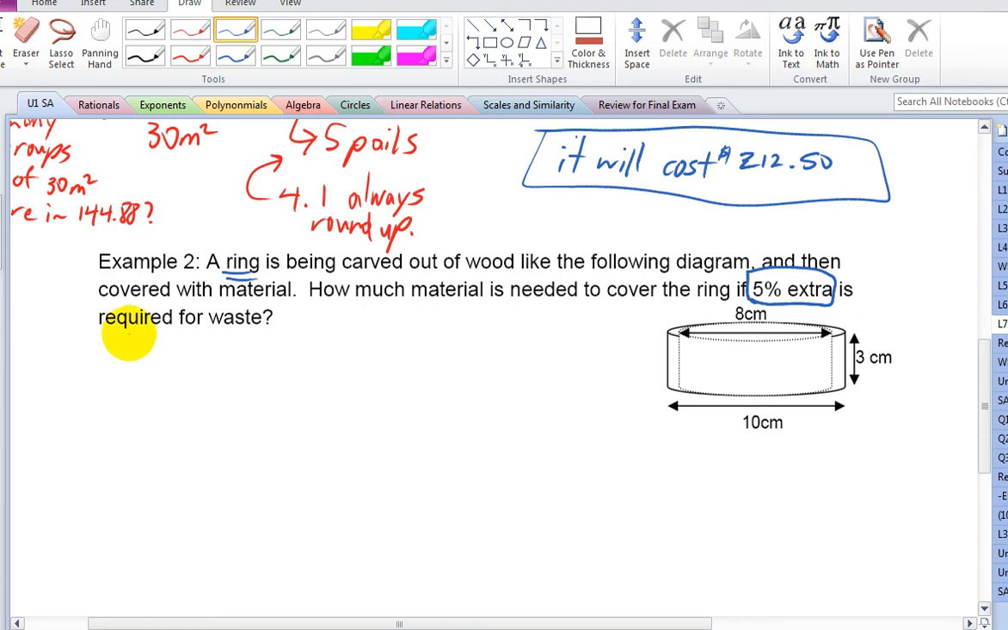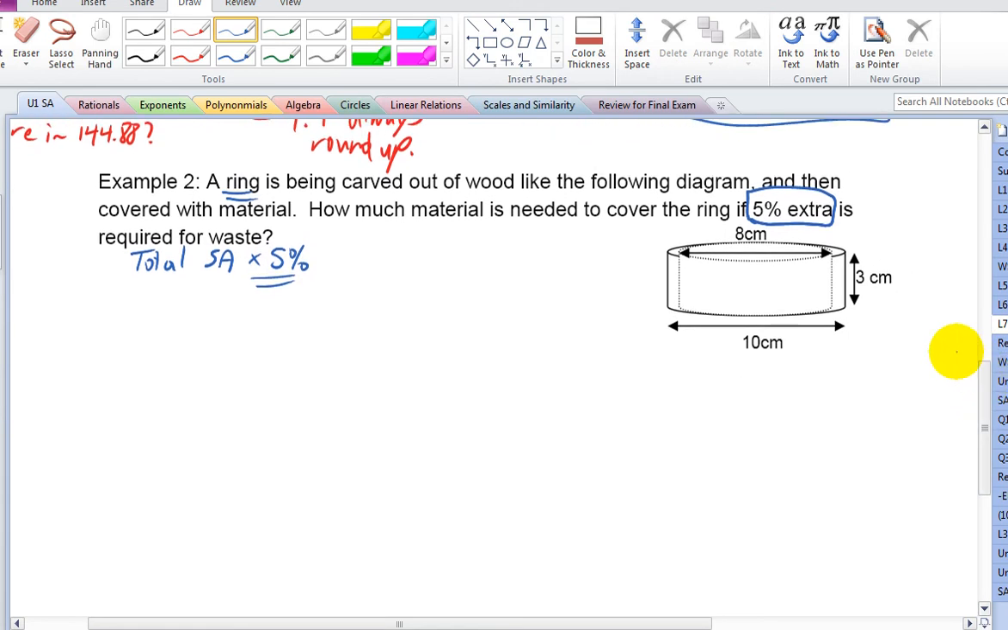So, find the total surface area and times it by 5%. But we'll talk about that after. First of all, let's find the total surface area. How you do this is up to you. What we did yesterday, right? This is totally open for you.